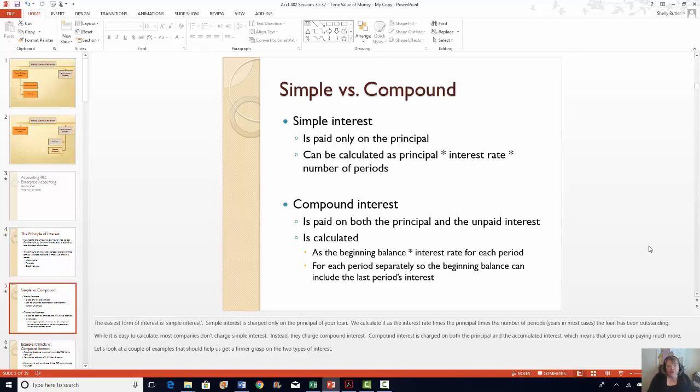Simple interest and compound interest are pretty easy concepts. Simple interest is just principal times interest times time, the number of periods. We're going to use number of periods in this module because interest can be paid or received once a month.